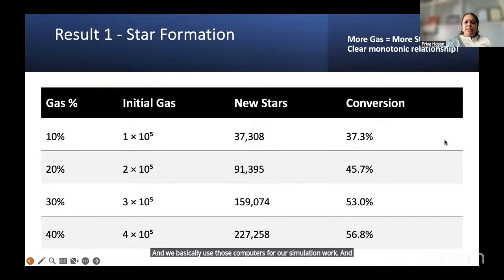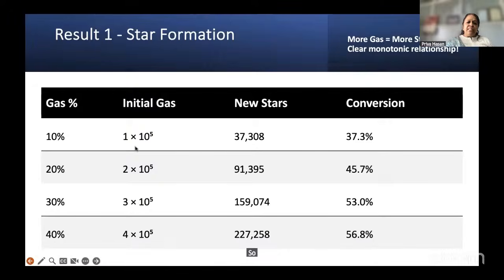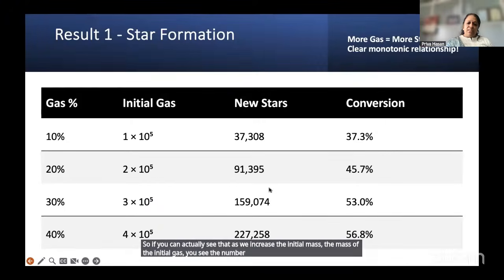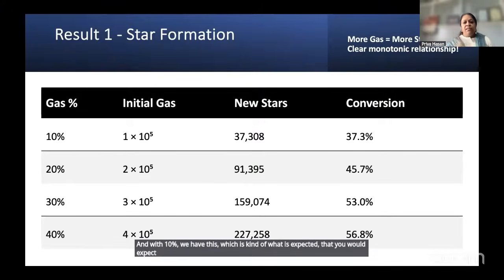The first result that we got from our simulations was that, obviously, as we expect, the more gas you have, the more star formation you have. It's a clear monotonic relationship. As we increase the mass of the initial gas, you see the number of new stars increasing to a large extent. For example, for 40% we have 56.8% conversion, and with 10% we have a much lower value, which is what is expected: with an increase in the gas content, you would obviously have larger star formation taking place.